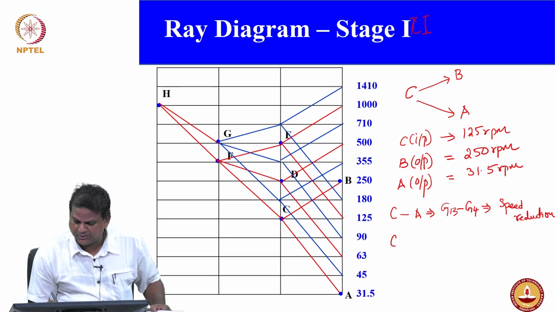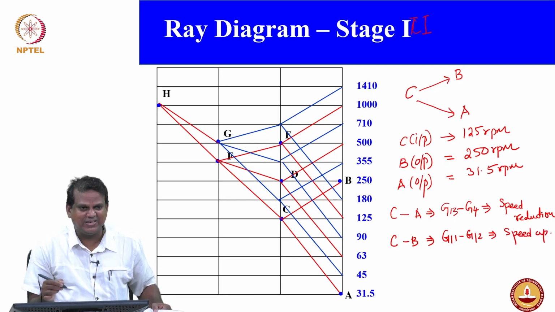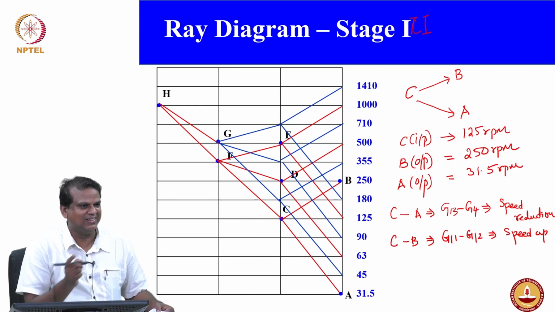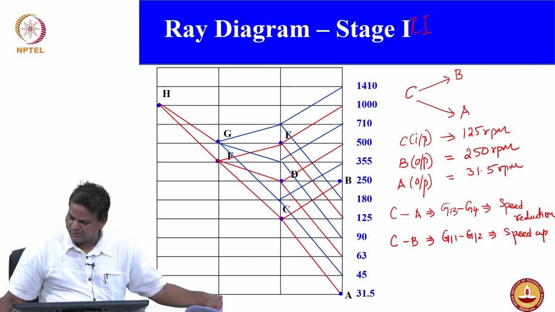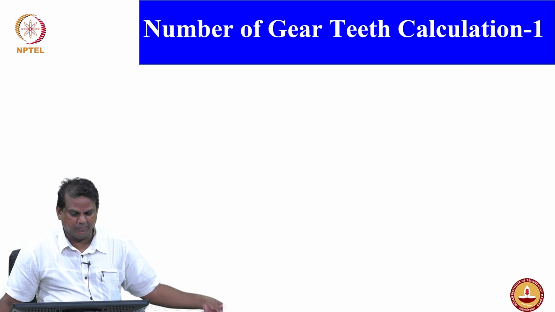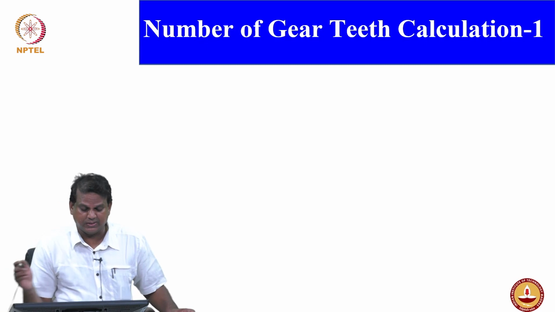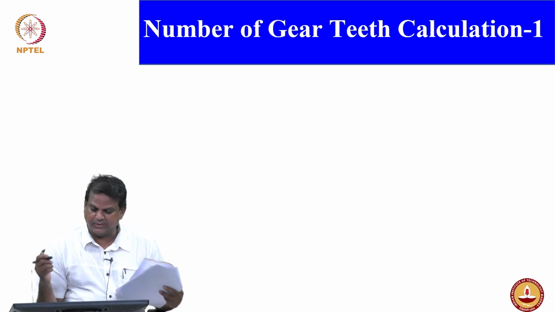Okay. Now we talk about C to B. Gear number 11 meshing with gear number 12 is speed up. So you will understand now why we have to use both the ray diagram as well as the kinematic diagram to understand these aspects. Okay, that's fine. Now we can move to the next information. So for the number of teeth calculation, as I said, we are going to use the center distance method.